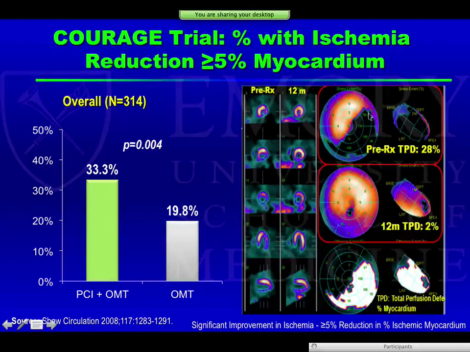I like this TPD program because it not only gives me a circumferential profile of the extensiveness of ischemia, but it is a pixel-by-pixel quantification of the severity of the defect. So we use this program specifically because it was more sensitive to changes, not only in extent, but also in the severity of the defect.